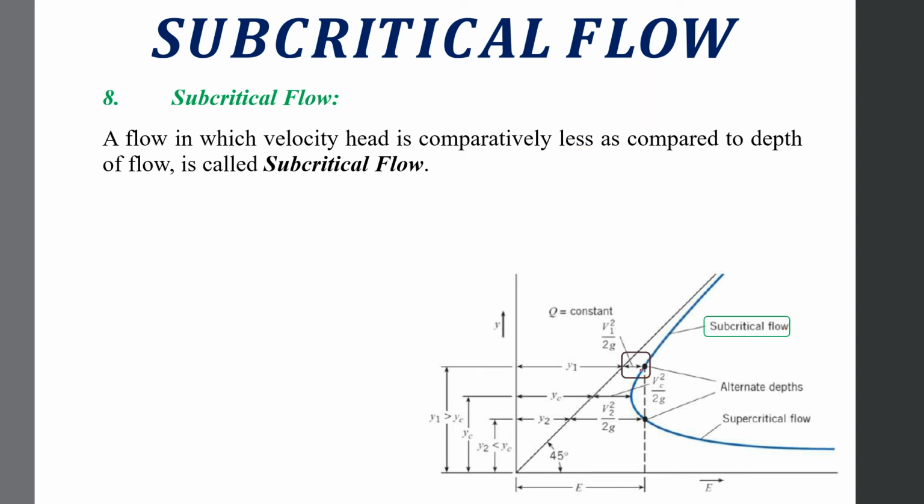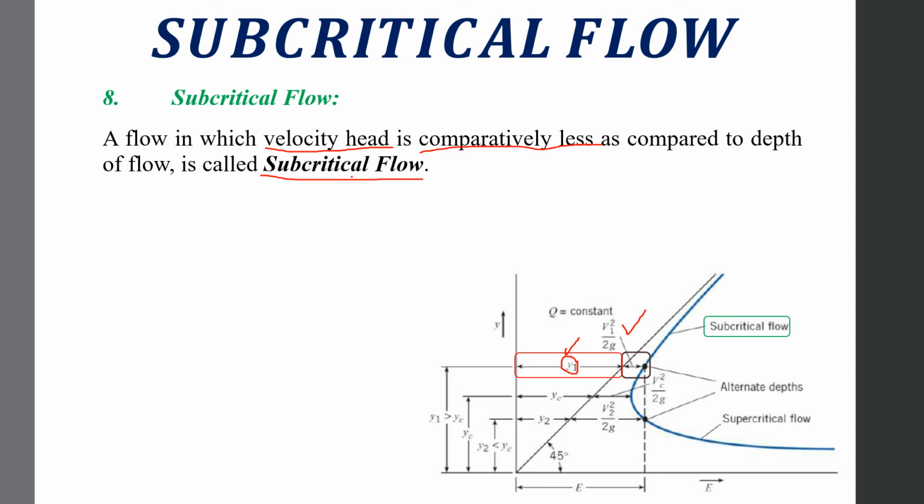Its value is very small as compared to y1. You can see here that y1 is very large as compared to v1 square over 2g, so we can say that velocity head is comparatively less. y1 has a very high value. So we can define subcritical flow as a flow in which velocity head is comparatively less as compared to depth. Then this flow will be subcritical flow. This is the basic definition.